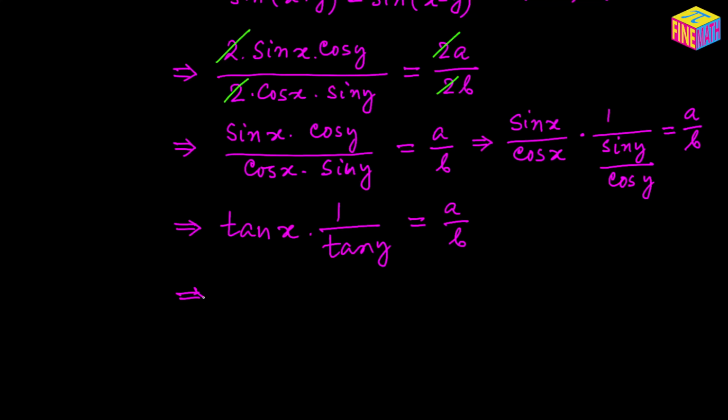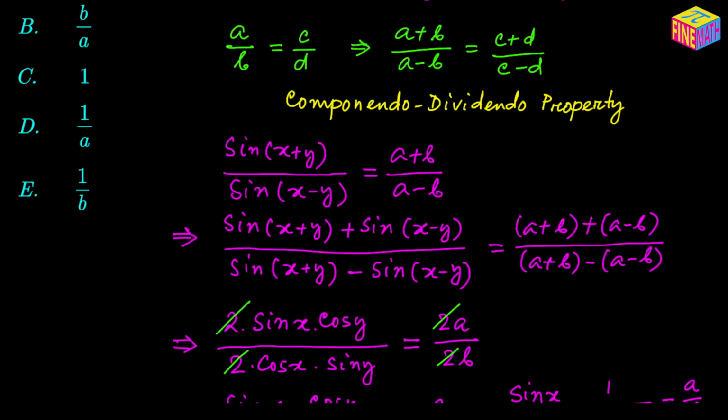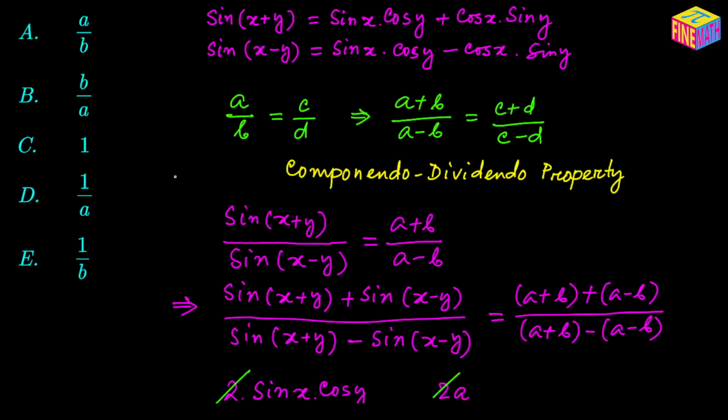And from here we can say, well, then definitely tangent of x over tangent of y is equal to a over b, and that is our answer. And if you look at our answer options, we have a over b under option A, so option A would be the correct option.